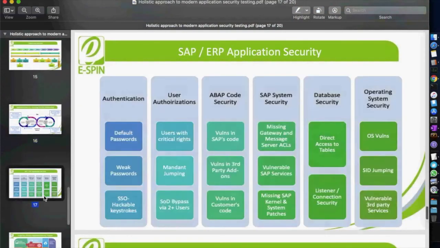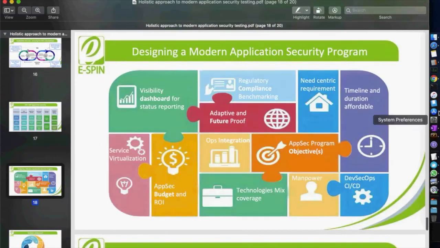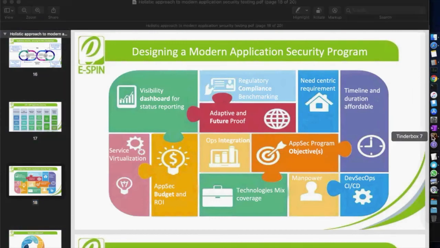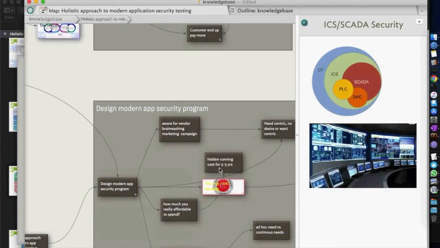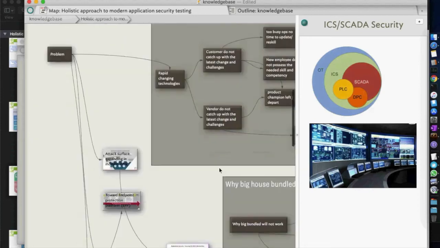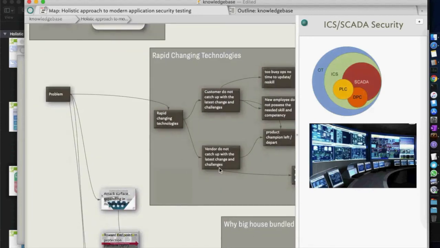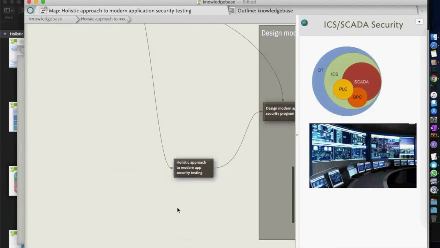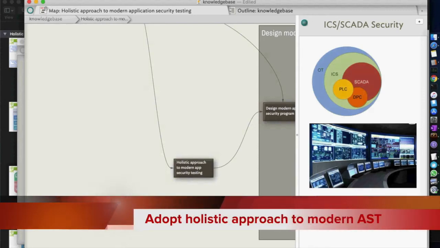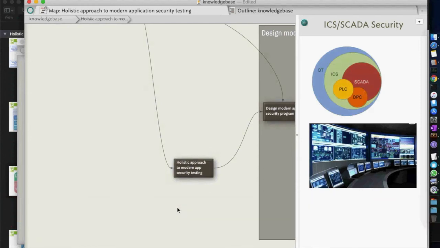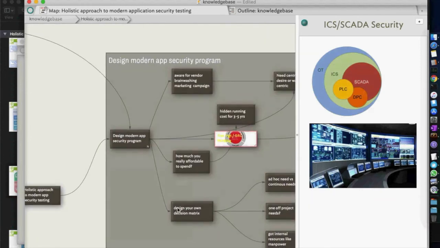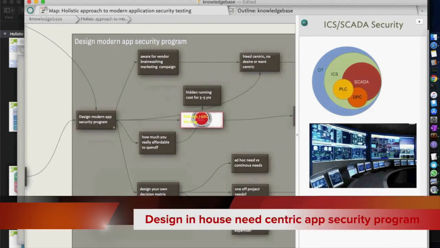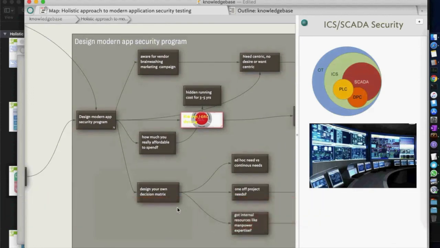Okay, so we move to the next one. To address all the problems that we just touched on, the approach that makes the most sense is to adopt a holistic approach to modern application security testing. One of the key things to do is to design a modern app security program, an in-house one, right? So how to say so?